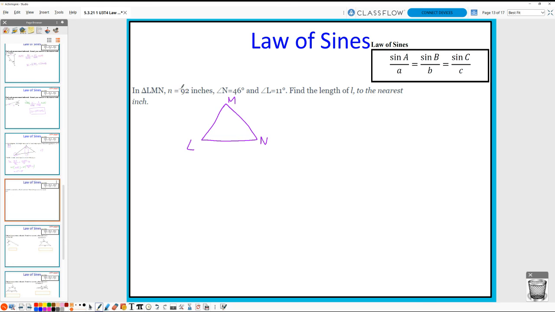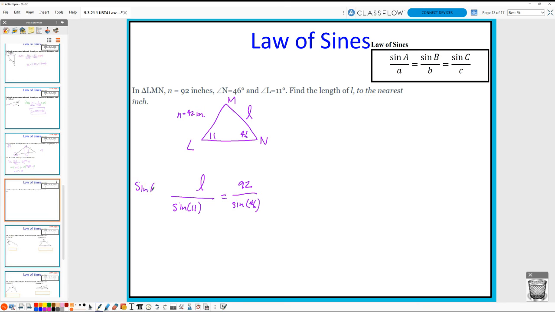Remember that the side with the same name, but lowercase, is the one across. So n is here at 92 inches. I need to find l. Measure of N, this is 46. Measure of L is 11. I can set up my equation. L over sine of 11 is equal to 92 over sine of 46.